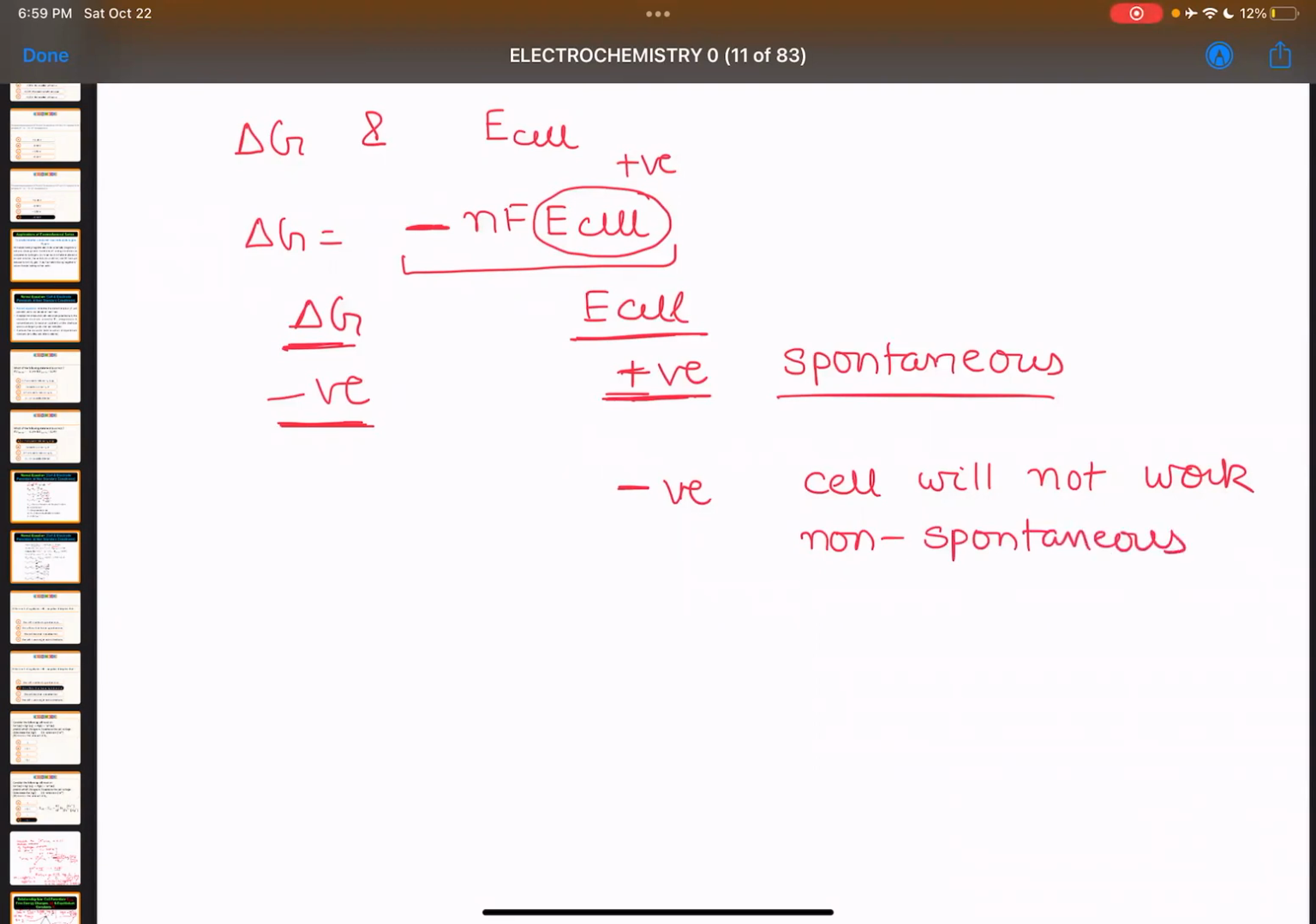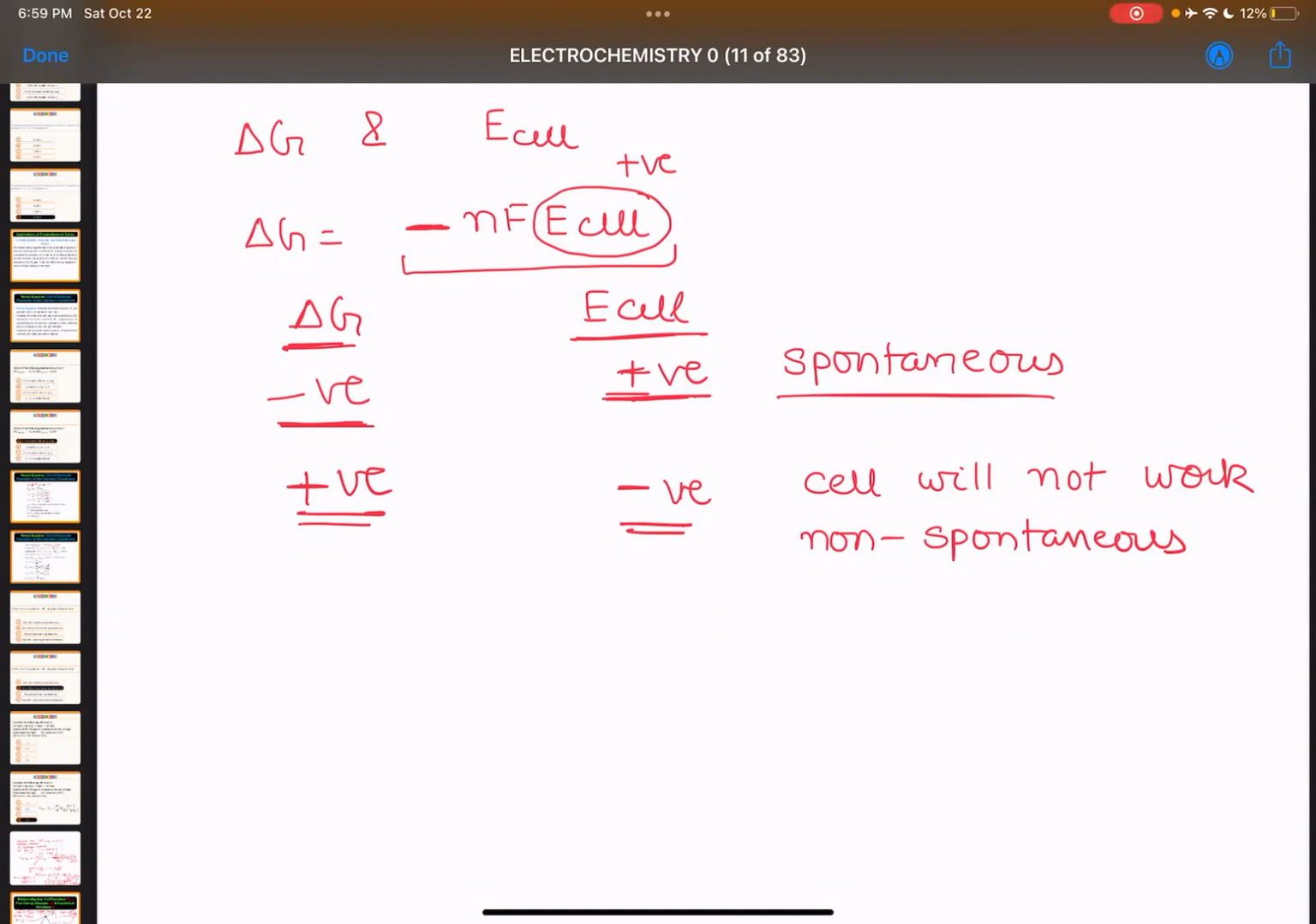Right? And then the Gibbs free energy change is positive. Is it clear? Do remember this, very, very important. I hope you understood this. The reaction will, the cell will work only if the Gibbs free energy is decreasing. And the Gibbs free energy is going to decrease if the EMF is positive and delta G is negative.